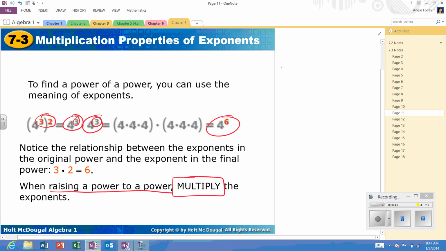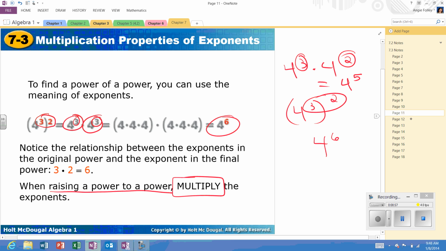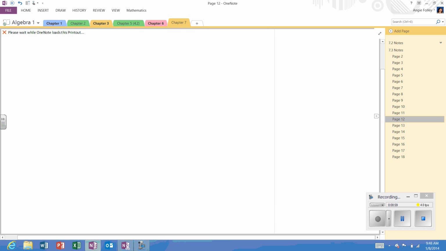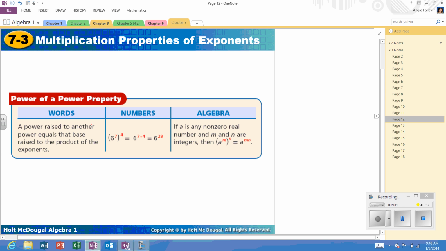So this is different than if I had 4 to the 3rd times 4 to the 2nd. That's very different than 4 to the 3rd raised to the 2nd power, because in this case I would add the exponents and get 4 to the 5th. In this case I would multiply the exponents and get 4 to the 6th. So those are your two different rules you have to be careful about. So when a power is raised to another power, we multiply the exponents together. So 6 to the 7th to the 4th power, we take 7 times 4 and get 6 to the 28th power.